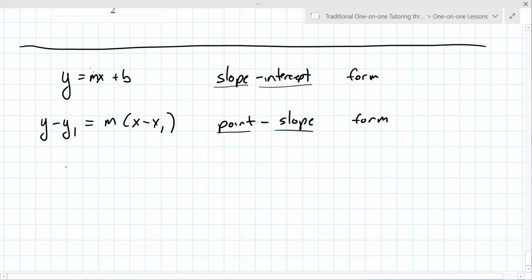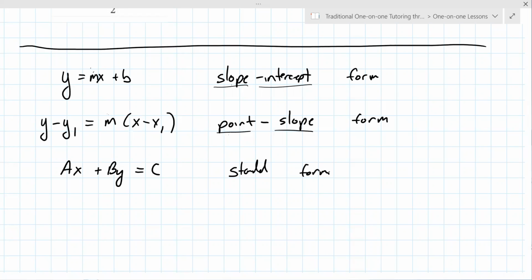Yeah. Okay. The last form, ax plus by equals c, is called standard form. It gives you nothing, actually. Well, that's not entirely true. It does give you intercepts, but you do not get the slope from standard form. Okay. So how do you get the slope from standard form, which is what you're going to do in the next problem? You have to put it into slope intercept form.